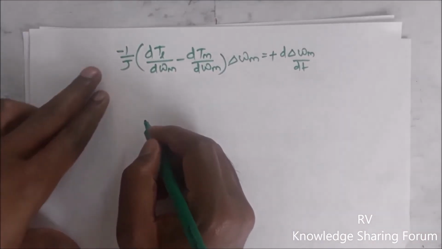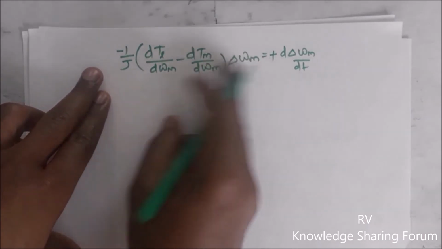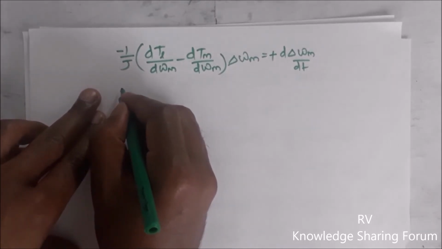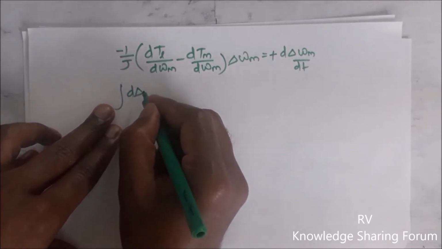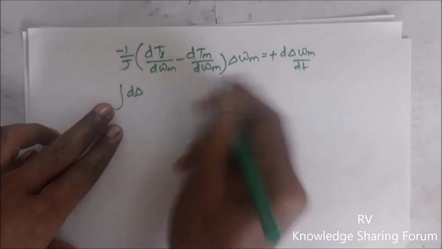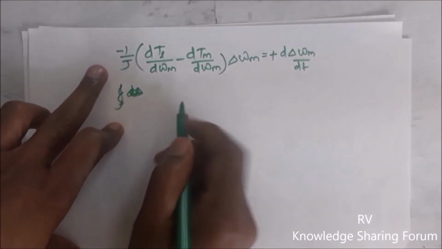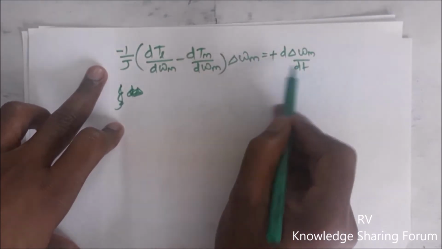Now let us integrate on both the sides of this equation. So what will happen is, integration of... before that we have to make a small rearrangement of this equation. Just bring this dt to this side and delta omega m to this side.